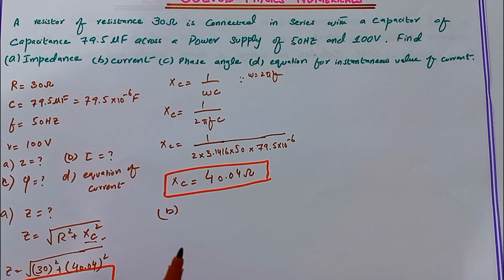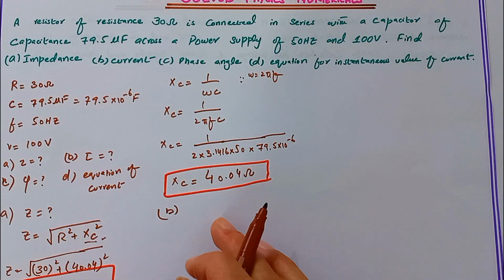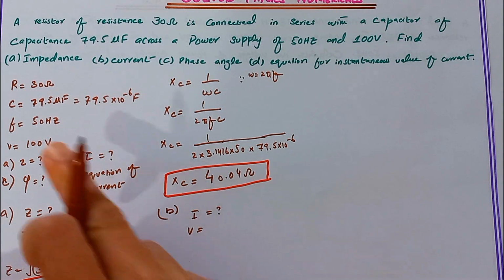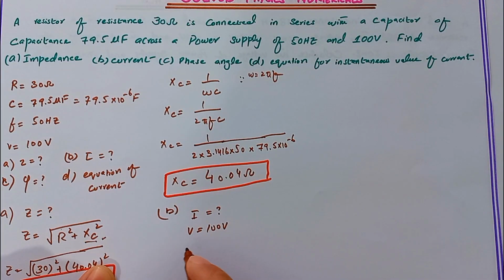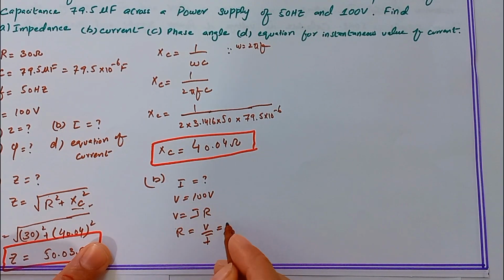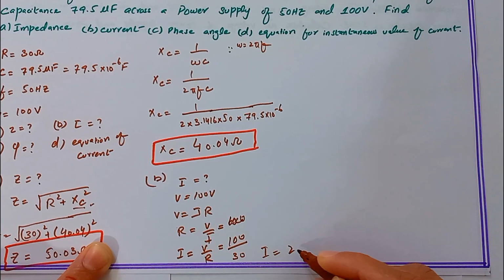Okay, here we find the current, that is the root mean square current. The value of the voltage is given as 100 volt. We can use the formula of Ohm's law: V is equal to IR, so R is equal to V over I. V is given as 100, and we find I. Here we rearrange the formula: I is equal to V over R. V is equal to 100, R is given as 30. So here we find the value of the current.